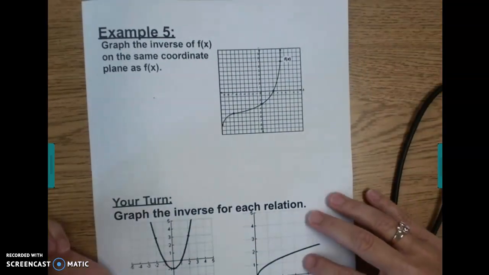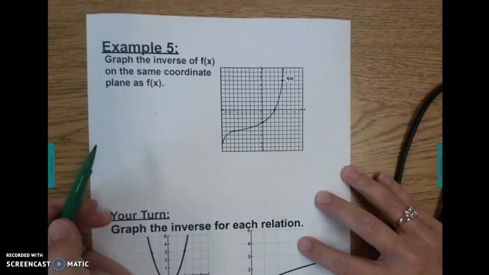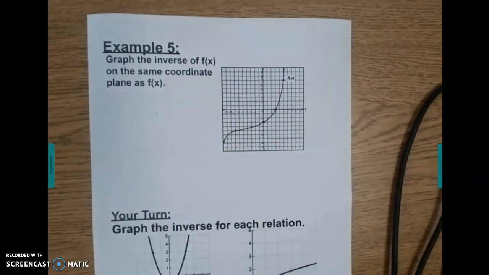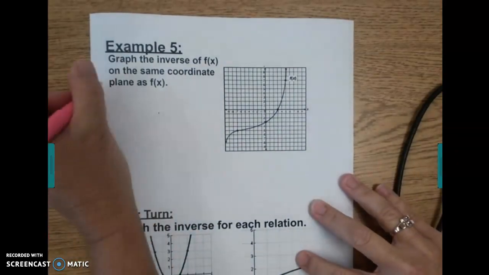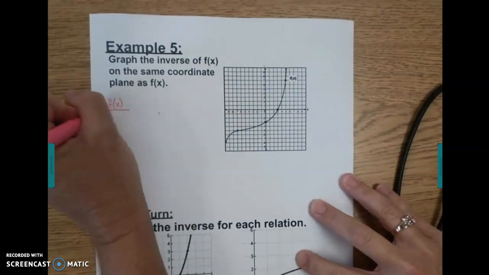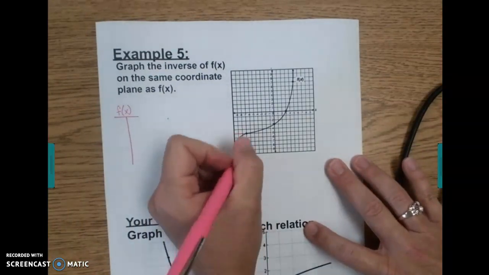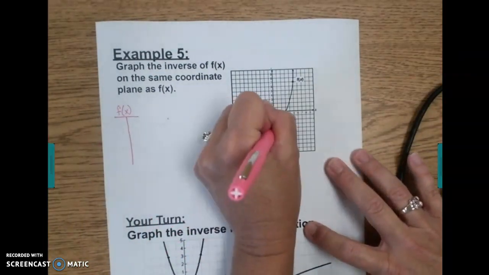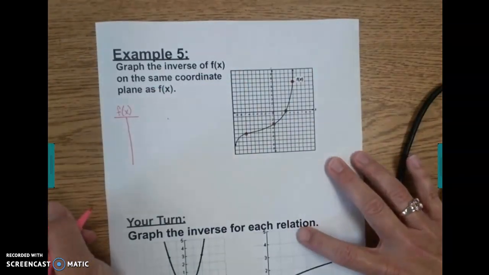Okay. On example 5, we're actually going to graph the inverse of this function on the same coordinate plane as the one that we have. Let me get a little bit of a brighter color here. So again, what I would do is I would make a table of values for my original function based off of the coordinates that you can see. So here, let me try to make these bigger so you guys can see those.